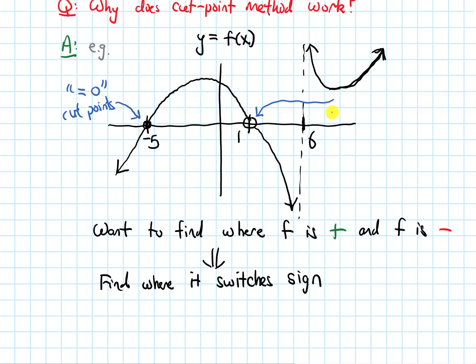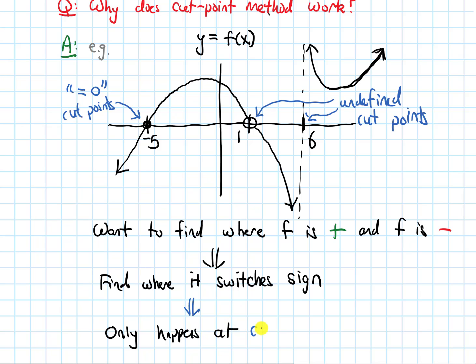And it switched signs at this asymptote. So these places are where the function was undefined. These are undefined cut points. So if I want to find where it switches signs, we now notice that this only happens at the cut points. And that is the key right there.